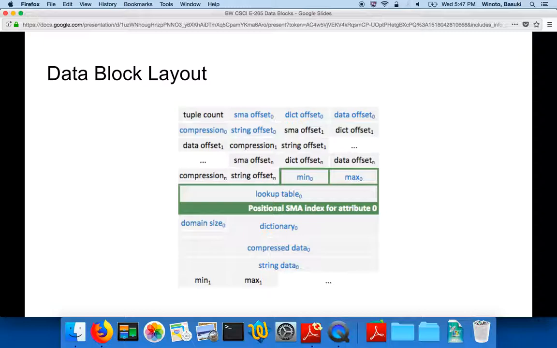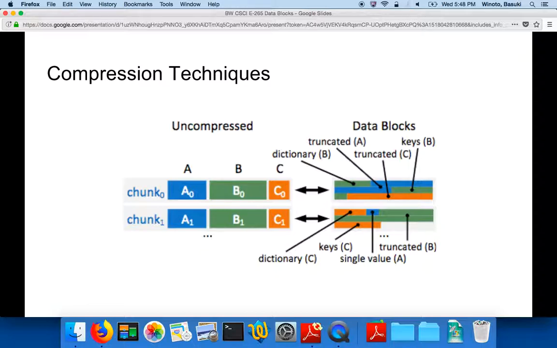There are three different schemes, for example truncation. What they don't compress is the string data. And this is the set of compression techniques they use. As I mentioned before, they do dictionary compression, so any chunk, or any portion of a chunk, can pick which compression scheme it wants to use. It could be the dictionary scheme, or a truncated scheme, and it could also be single value compression, right?